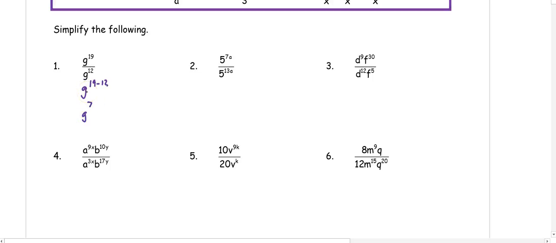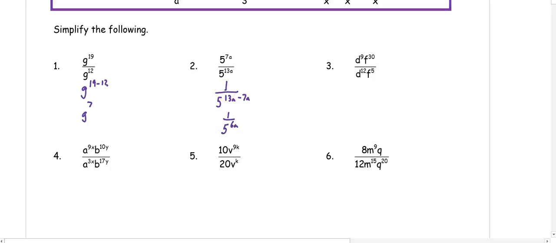Number 2, 5 to the 7a over 5 to the 13a. 13a is larger, which means we're going to go into the denominator this time. So 1 over 5 to the 13a minus 7a gets us 1 over 5 to the 6a.